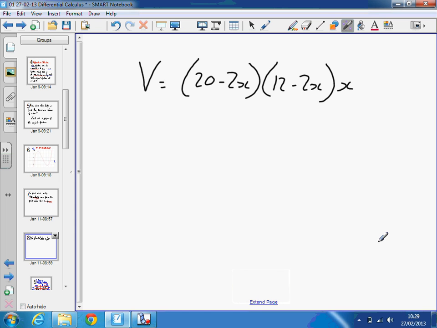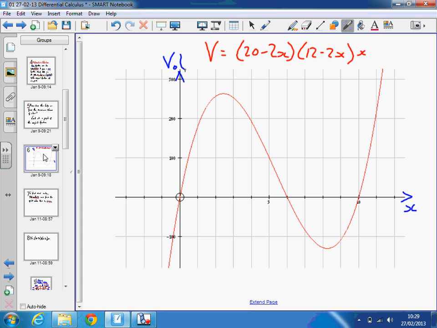So let's find the maximum volume of this box then. Remember, we've got this function that describes the volume of the box. After this point here, the maximum value, the value for x when you get a maximum volume, we can see what it is. The maximum volume is roughly, if that's 200 and that's 300, about 260 odd. And x is going to be roughly 2.5, something like that.